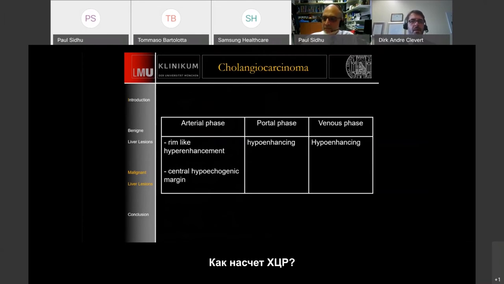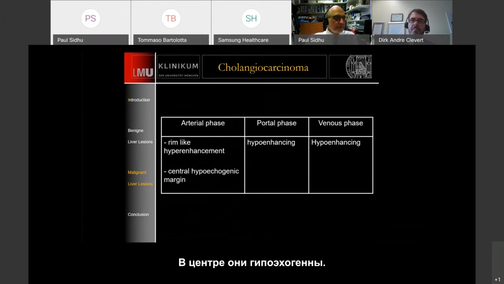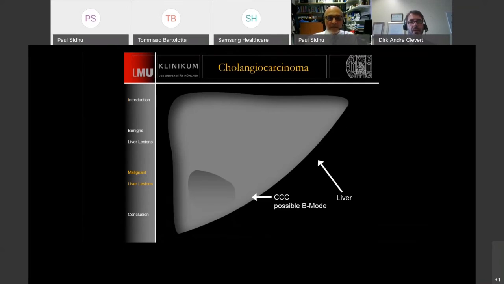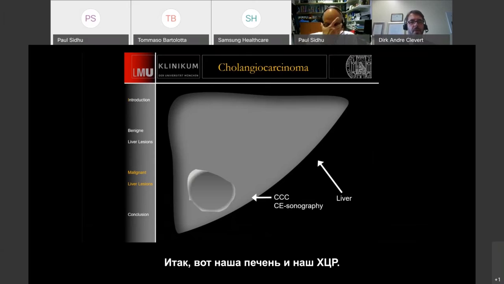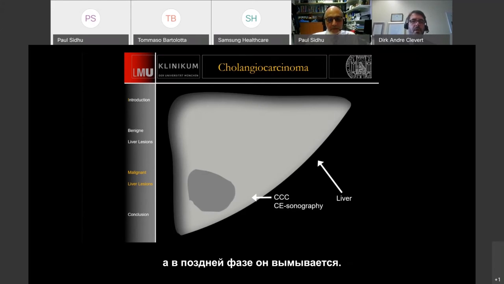What about CCC? Often they have a rim enhancement in the arterial phase. They are centrally hypoechoic. In the portovenous phase, they show hypoenhancement, the same as in the late phase. So there's our liver with a CCC, moderate contrast uptake in the arterial phase, and also this washout in the later phase.